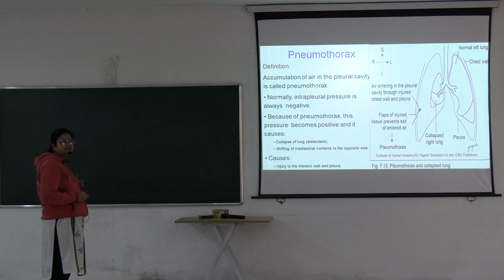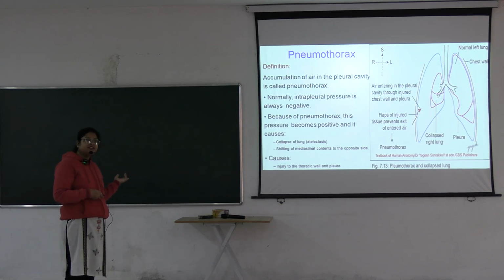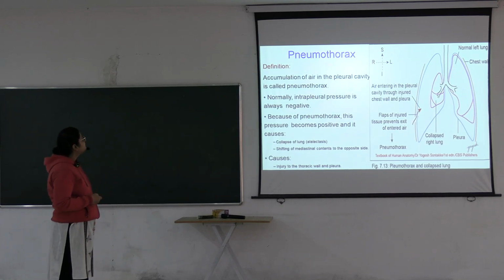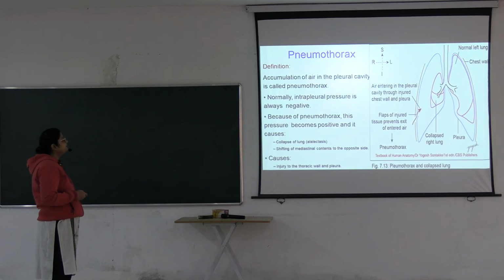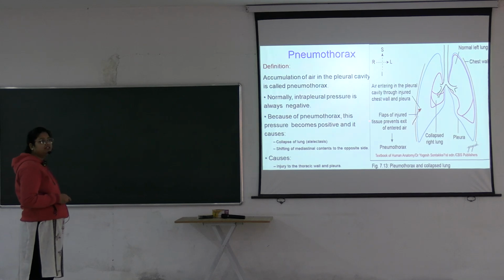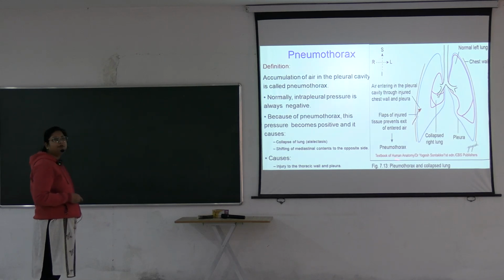Pneumothorax is also an important clinical aspect. In road traffic injury, there is a high chance of rib fracture leading to pneumothorax. Pneumothorax is accumulation of air in the pleural cavity. Normally, intrapleural pressure is always negative, and because of pneumothorax, this pressure becomes positive and it causes collapse of the lung, or atelectasis, and shifting of mediastinal contents to the opposite side.